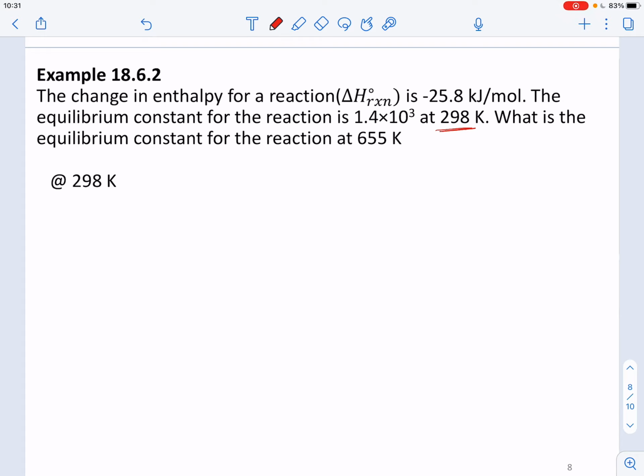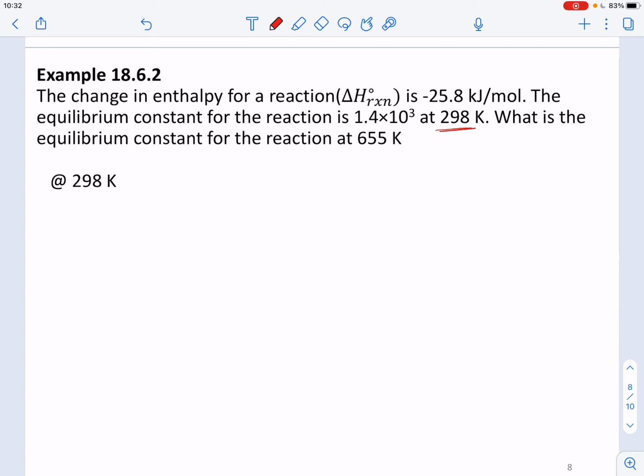Okay, so with this information, we want to know the equilibrium constant at that temperature, right? So where do we start? What can we do with this information? At this point we've been talking about delta G and the equilibrium constant, and now we have delta H, we have the equilibrium constant, and we have temperature. So how do we connect these pieces together? Start thinking about relationships in which you can use delta G with delta H and the equilibrium constant.